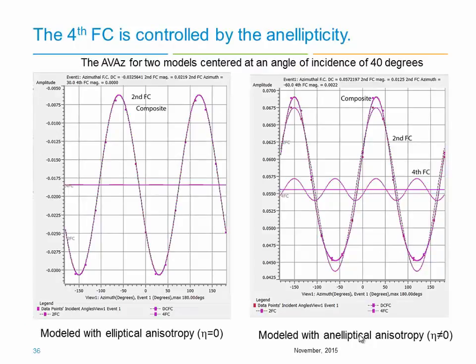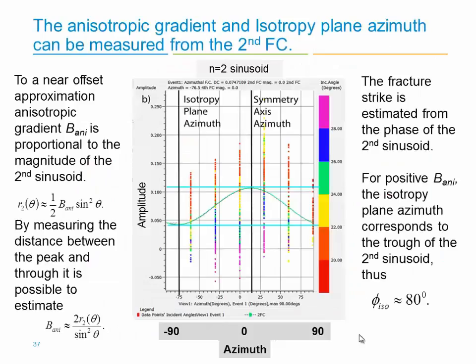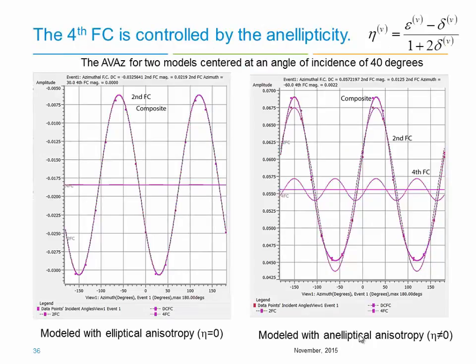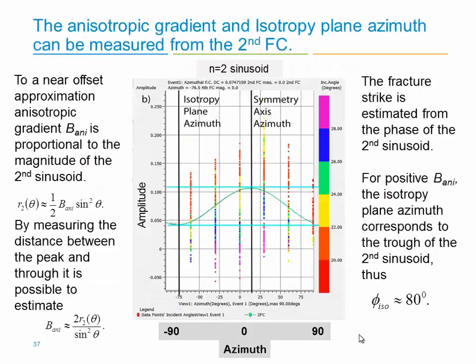So this is just some synthetic data. One is generated with an elliptical anisotropy. The right hand is generated with an anelliptic media. And the major difference is just this 4th Fourier coefficient. For the anelliptic media, you get a non-zero fourth order Fourier coefficient. And it's thought that stress-induced anisotropy gives rise to elliptical media. And this is just the definition of eta here. When epsilon equals delta, the media will be elliptical. And I know some of our clients are using this fourth order to try and predict fractures, and they've had some success with that.